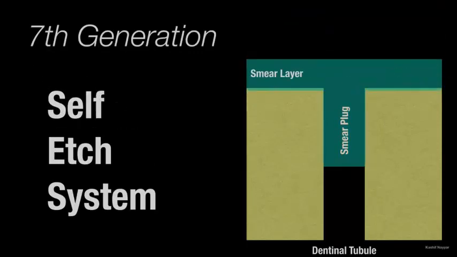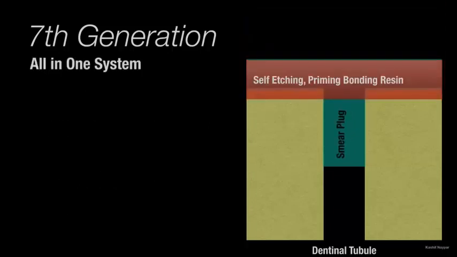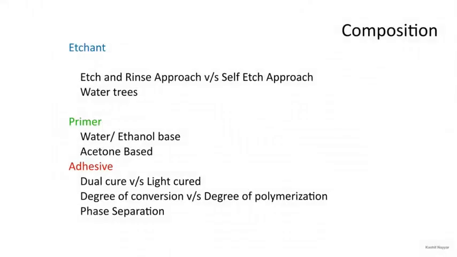And what we are doing in the 7th generation is a self-etch system. We have a smear plug and we have a smear layer. One component has the ability to etch, prime, and bond in just one system. And this is going to be the most reliable method in the future. And the 8th generation bonding system, which was introduced recently by GC, named J Premium Bond, is also quite effective, and it contains all 3 monomers in just one bottle.